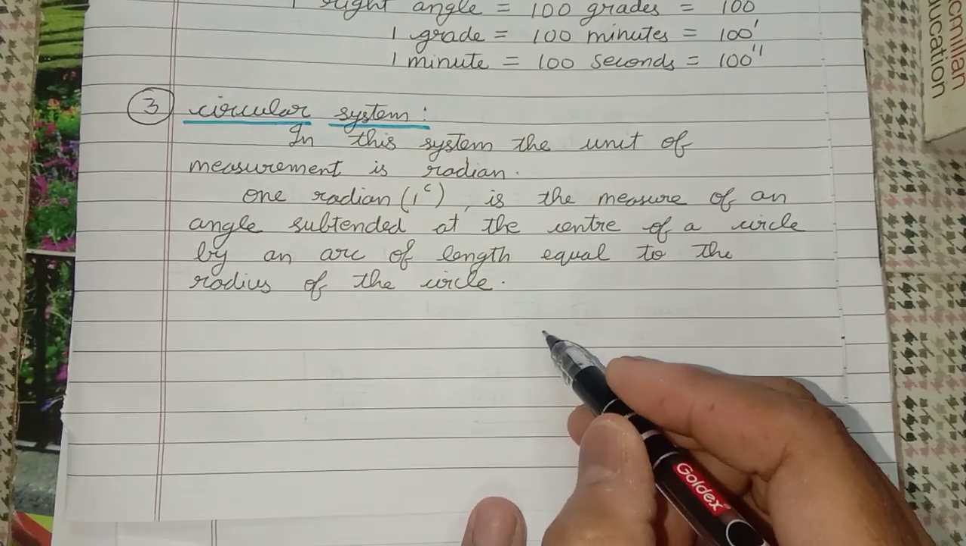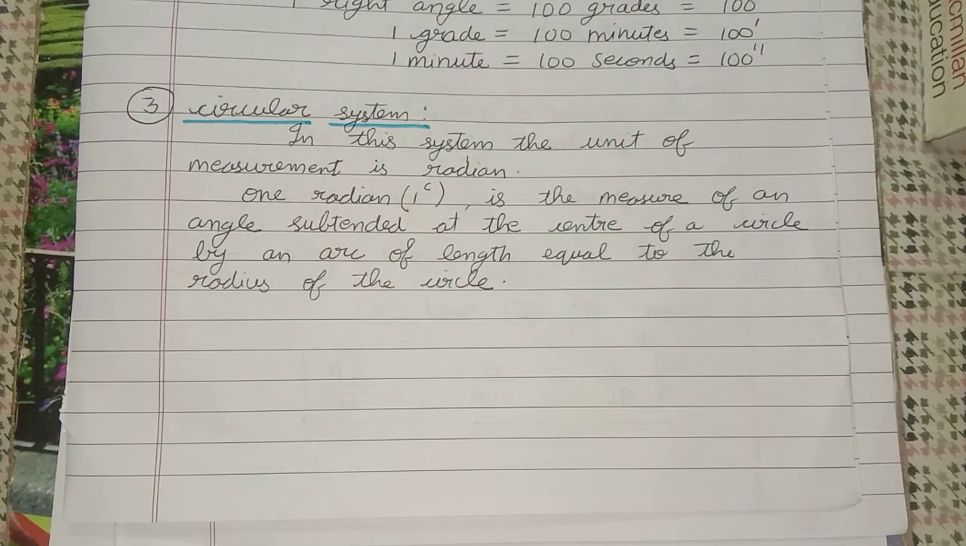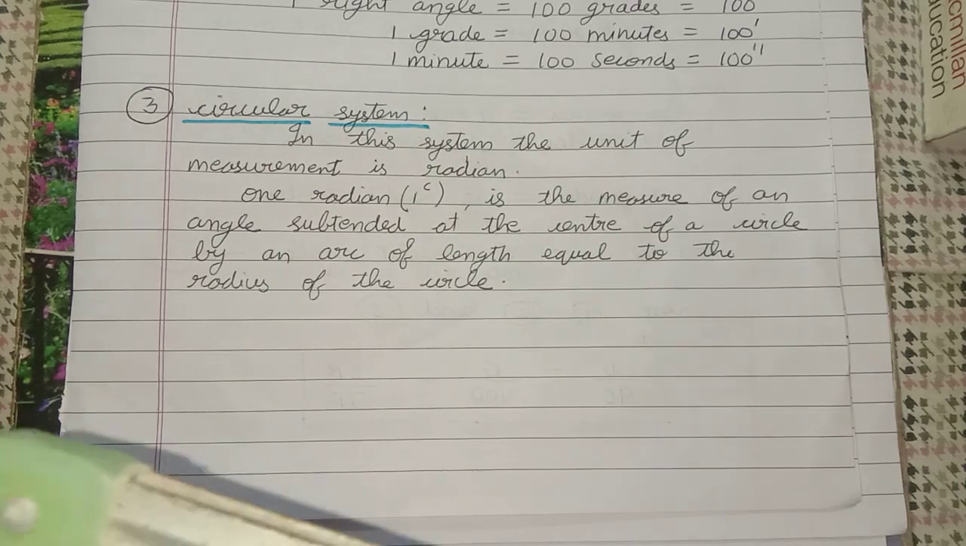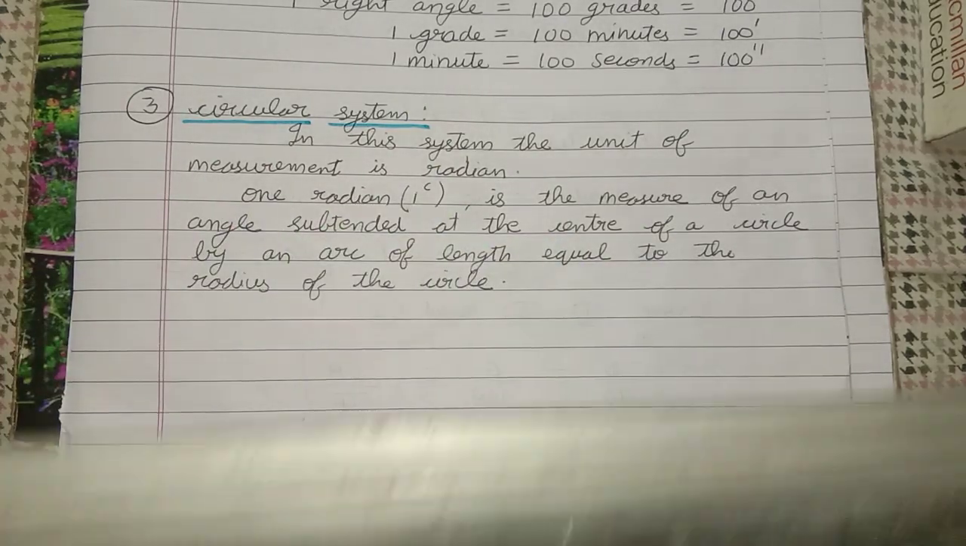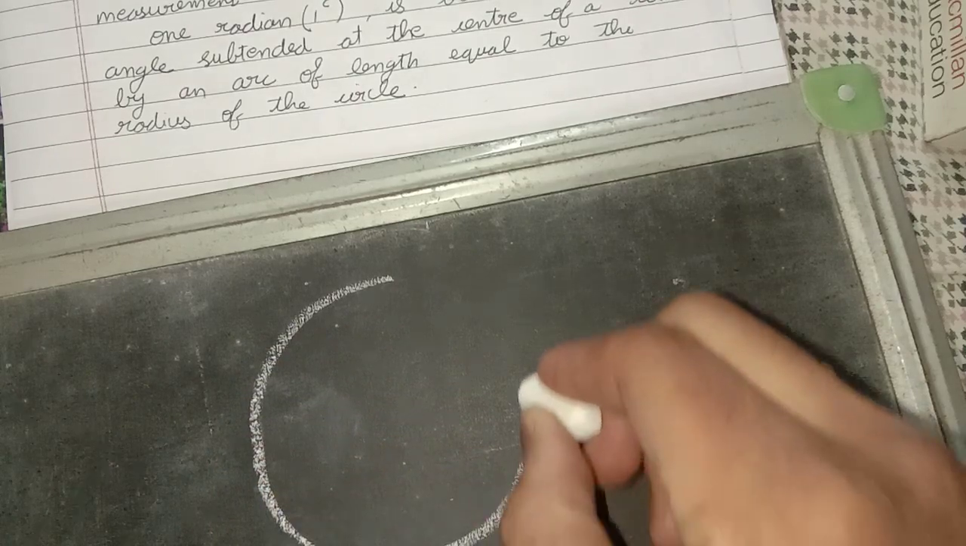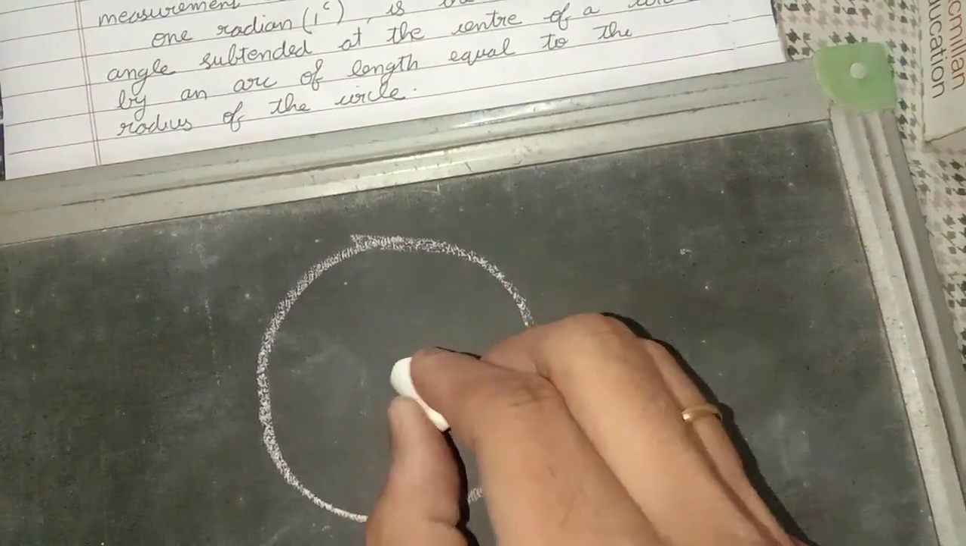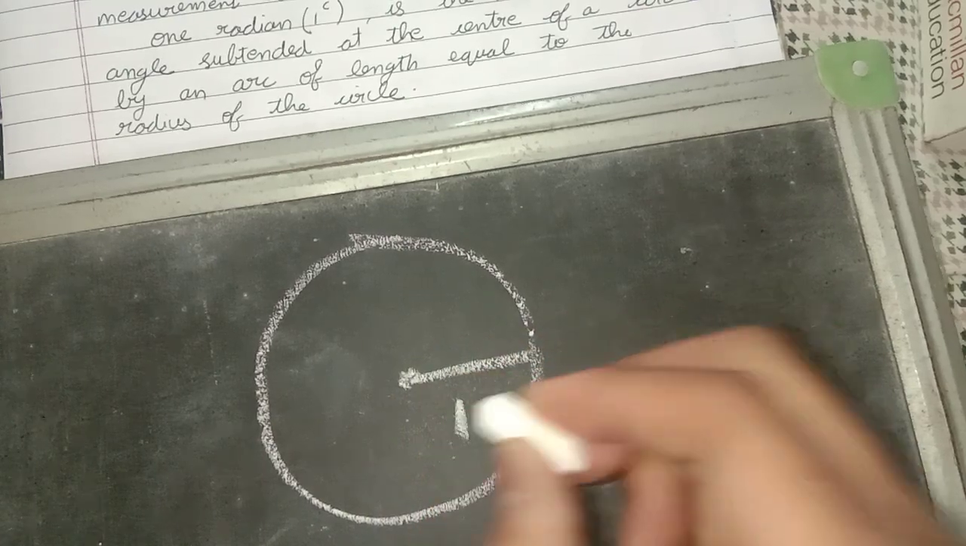I'll draw a figure over here, or just a sec, we'll use a slate for this. See, friends, let us understand. If I draw a circle over here, see, its radius is, say for example, 1 centimeter, correct?